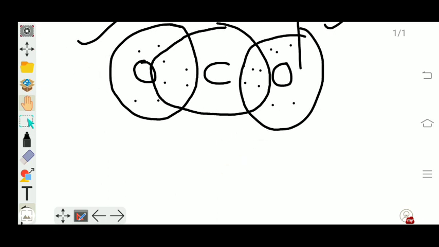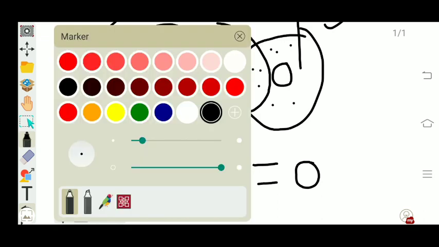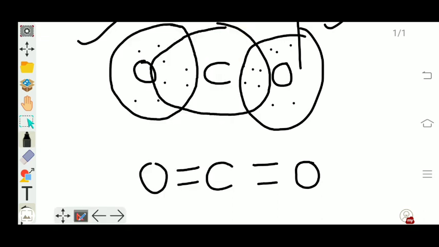See here, C has how many electrons? 4. Each pair of electrons forms a single bond. Again each pair of electrons forms a single bond. This is oxygen, and this is also oxygen. These 2 lone pairs of electrons form 2 bonds again. Now the remaining electrons are 1, 2, 3, 4 and 1, 2, 3, 4. This is the bond line structure of CO2, and this is the dot structure of CO2.